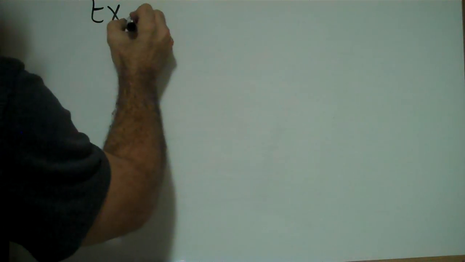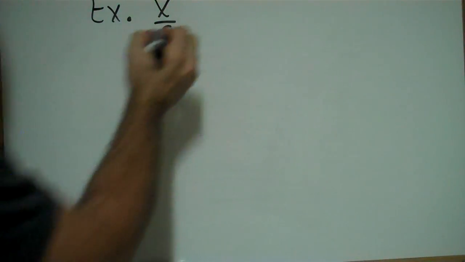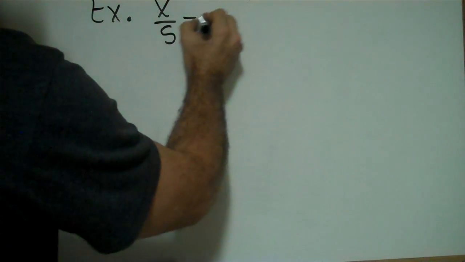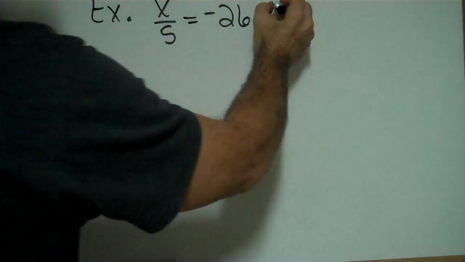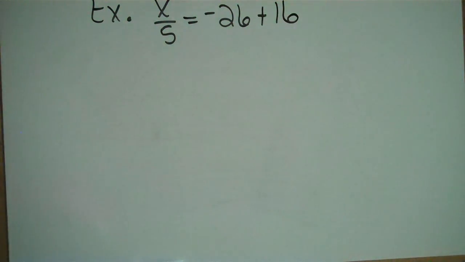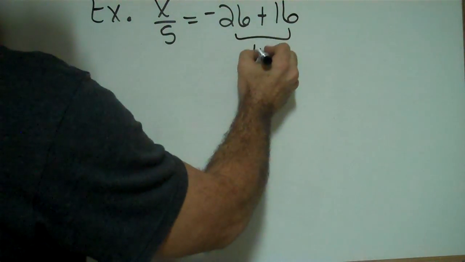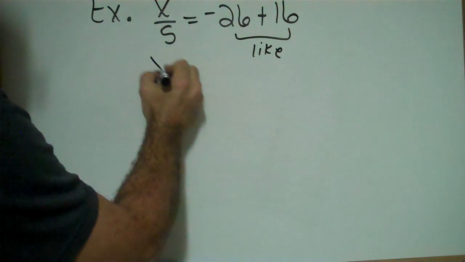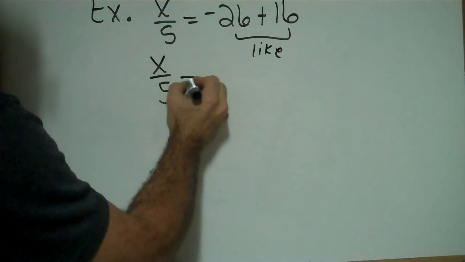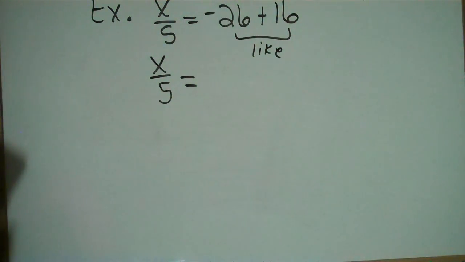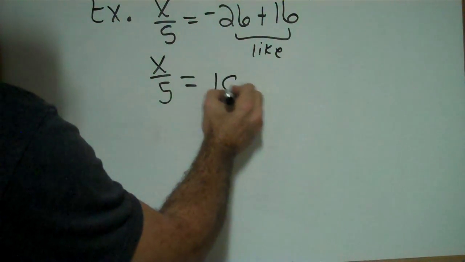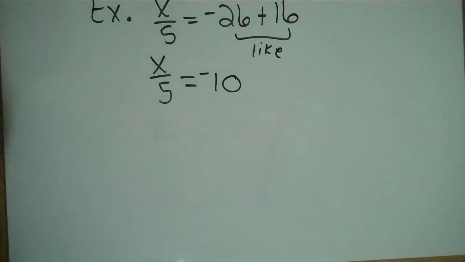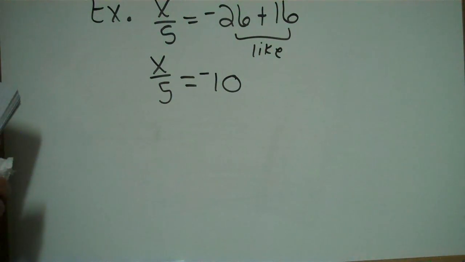Alright, we're going to do one more of these. I'm going to do x over 5 equals -26 plus a positive 16. Alright, so first thing I got like terms over there. So I'm going to bring this x over 5 down. -26, positive 16. Unlike signs, 26 minus 16 is 10. Larger number is negative, so that gives me a -10.